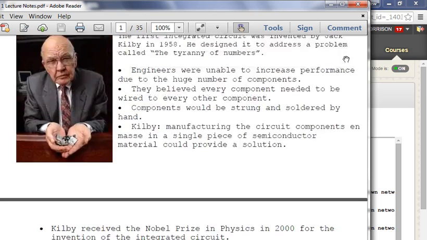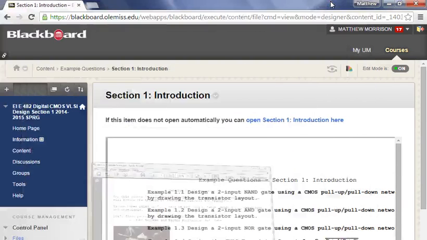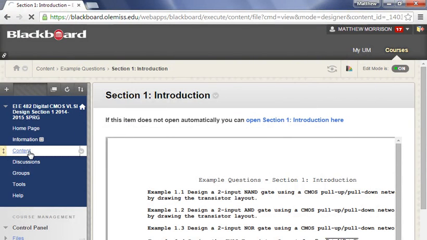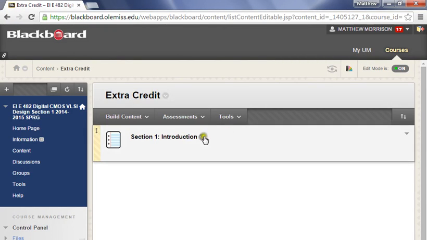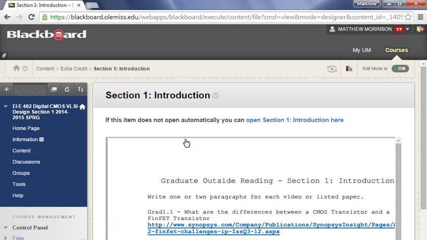So this thing I have here is called extra credit. Basically what's going to happen is in the course of the lecture, it's going to say grad 1.1, grad 1.2, that kind of thing, because for graduate students it's going to be required. They're asking for 1 to 2 paragraphs or a video. For example, 1.2 is a video showing the fabrication process for Intel's 22 nanometer transistor. 1.1 is a write-up on the differences between a CMOS transistor and what's known as a FinFET transistor.